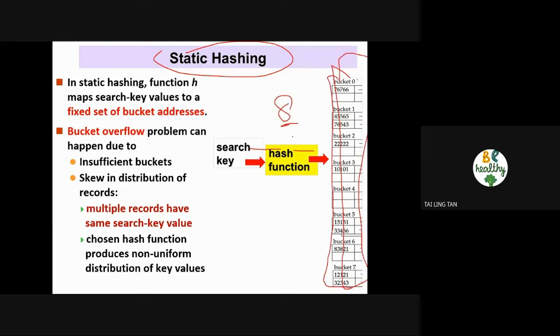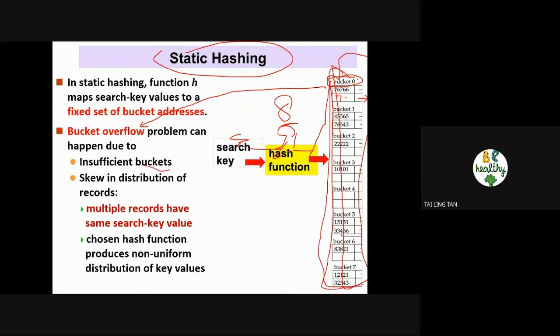We have this number of 8, so all the values here will be taken modulus 8. What is the value? If the value is 0, then we place the number here, and then we point to the specific location. So if we have too many records pointing to bucket 0, it will eventually cause this thing called bucket overflow. This bucket overflow problem can happen because we don't have enough buckets for all the records.